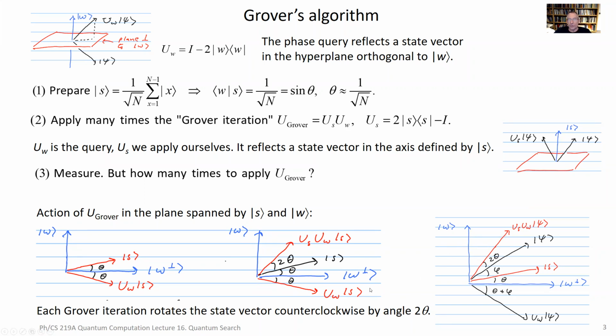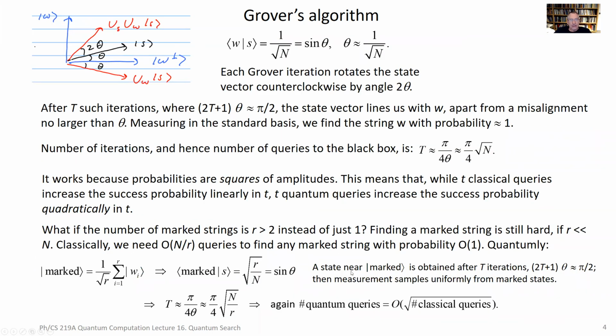So how many times should we do the Grover iteration before we measure? Well, we started out with a state which was rotated counterclockwise by theta relative to W perp, and where we want to wind up is with a vector rotated by pi over 2 in this plane, counterclockwise from W perp, because that's W.